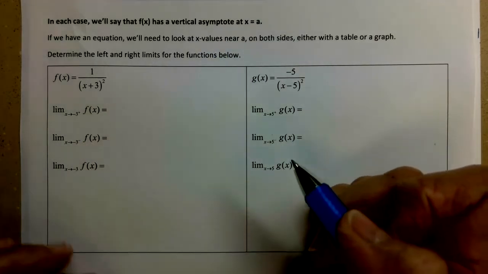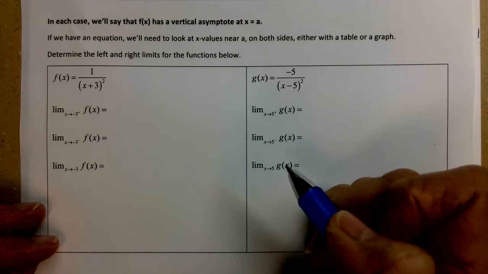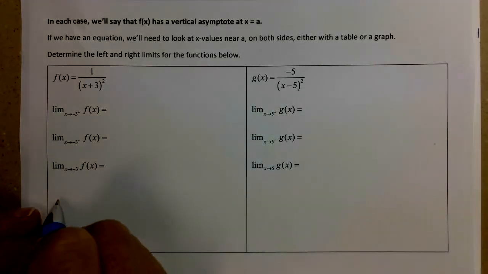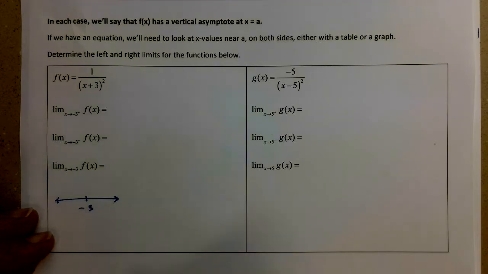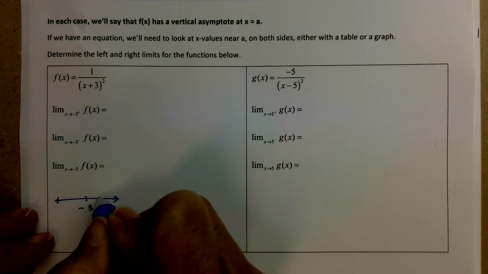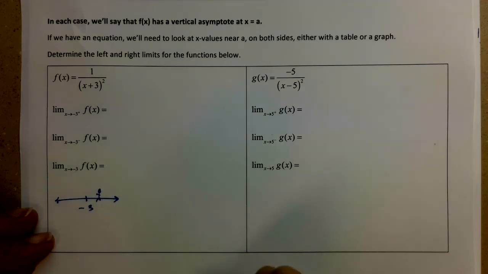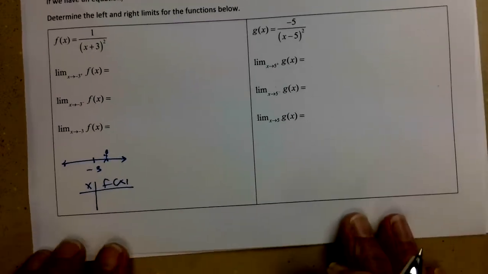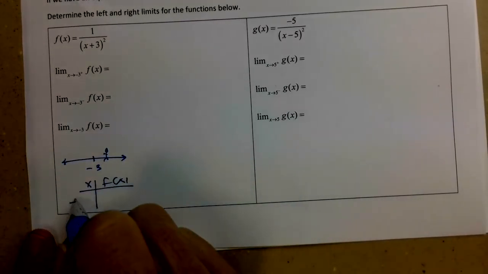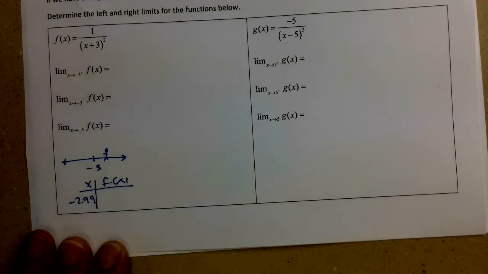So I need to do a quick little number line. I'm going to do this with a table, okay? So negative 3 from the right. That means I'm over here headed in. So my table of values, I would pick something like negative 2.99 to plug in there and see what we get. Okay?